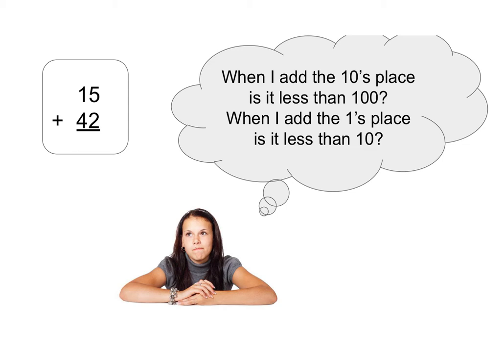Here's the problem. 15 plus 42. Again, I'm going to do a quick look at the tens. Is that less than 100? Yes. I do a quick look at the ones. Does that add up to less than 10? Yes, it does. So we can just add each column going straight down. 40 plus 10 is 50. 5 plus 2 is 7. And it's an NSN.